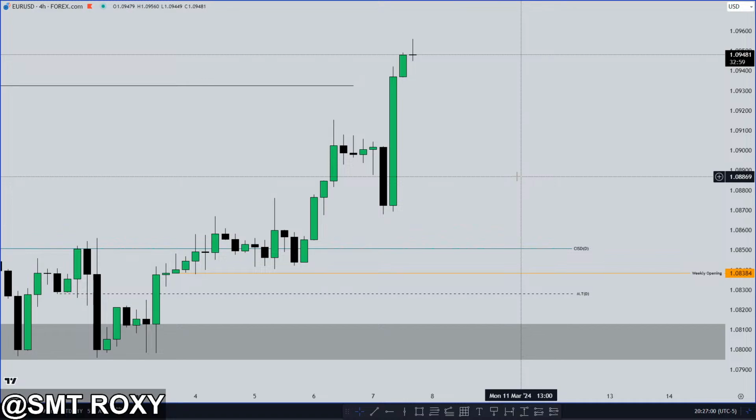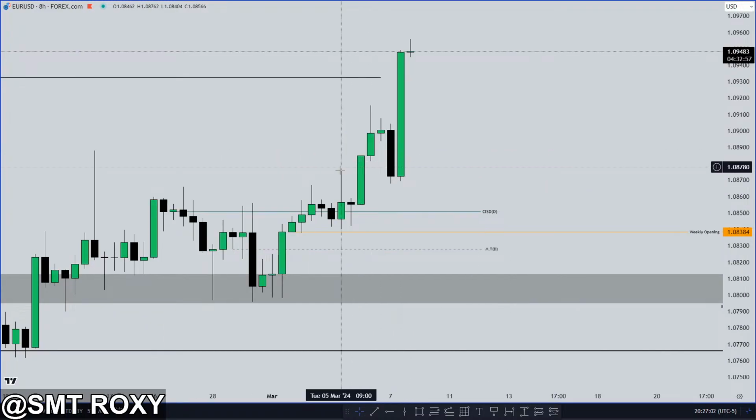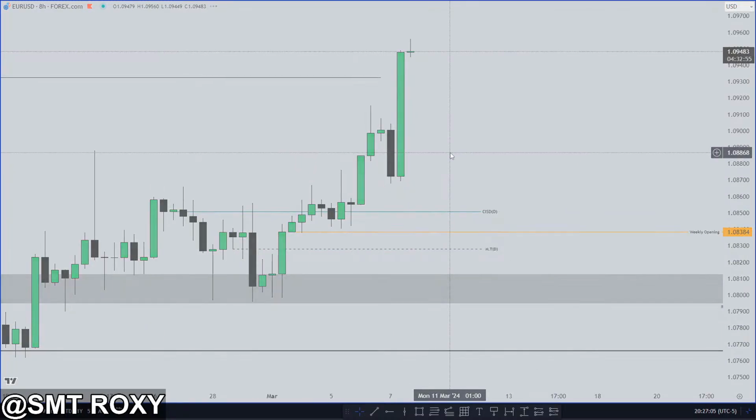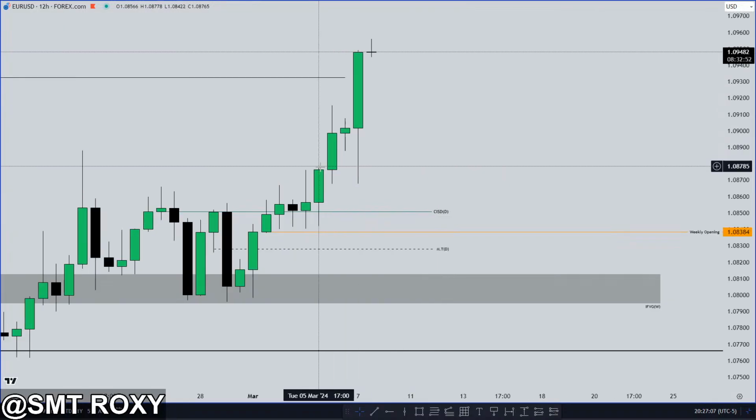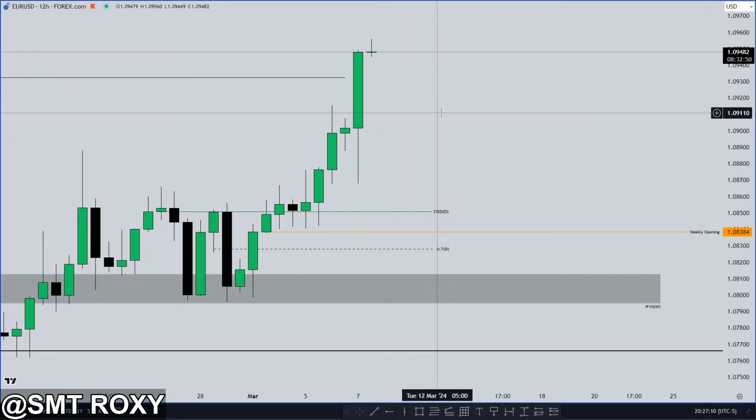I usually go to the time frame where there's only one. So 8 hours still has 2. So I'll probably go to like the 12 hour and see. The 12 hour does have 1, but you see we're just a wick down and then we went up.